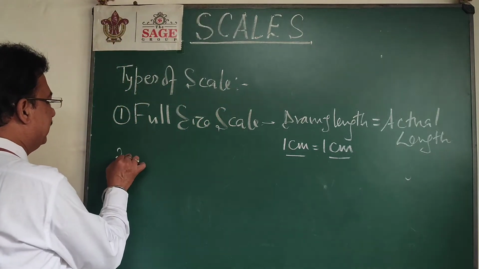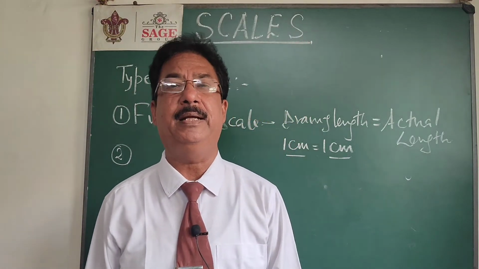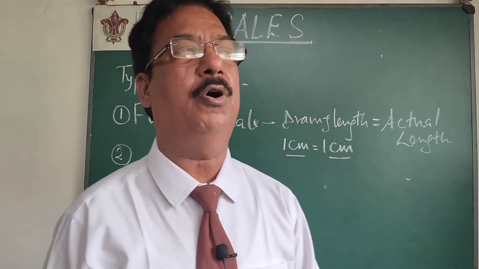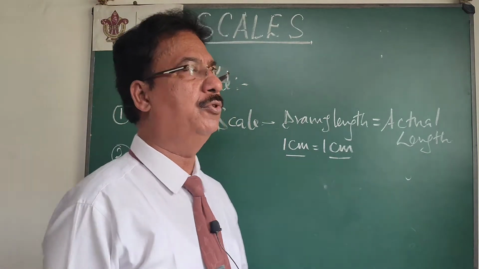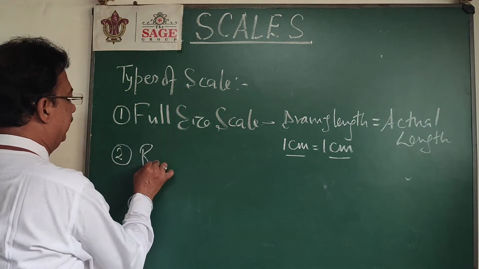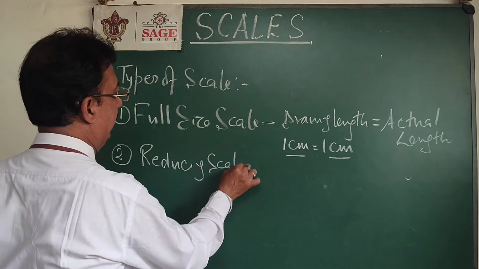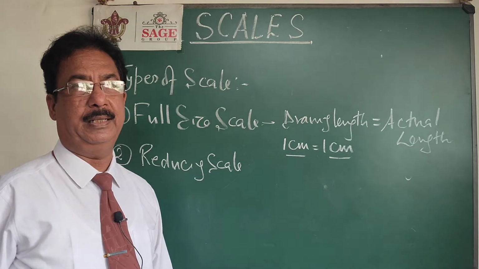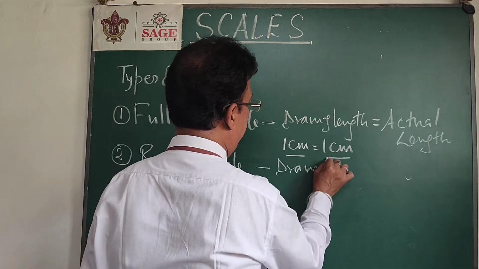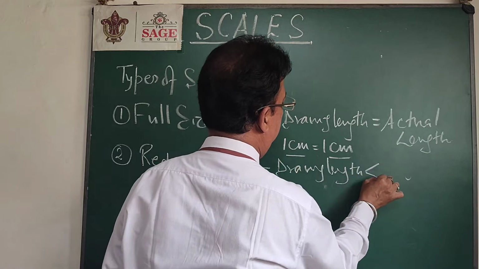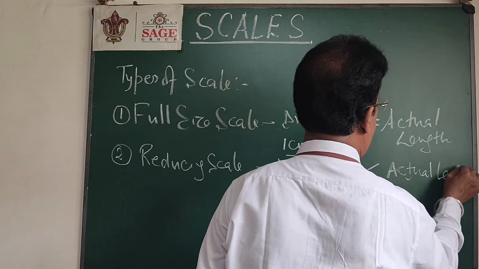But as earlier we discussed, suppose as a civil engineer I want to draw a drawing of any given building. Now it is not possible for me to draw on the full size scale. So what I am going to do, I am going to reduce the length of the object. That type of scale is known as reducing scale. In the reducing scale, the drawing length is less than the actual length of the object.